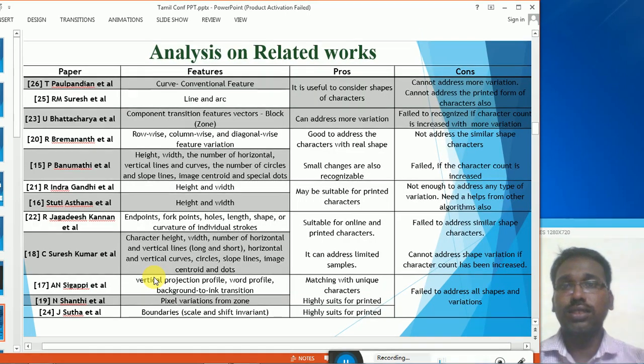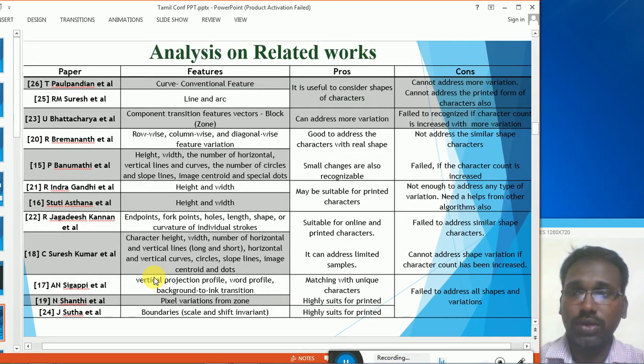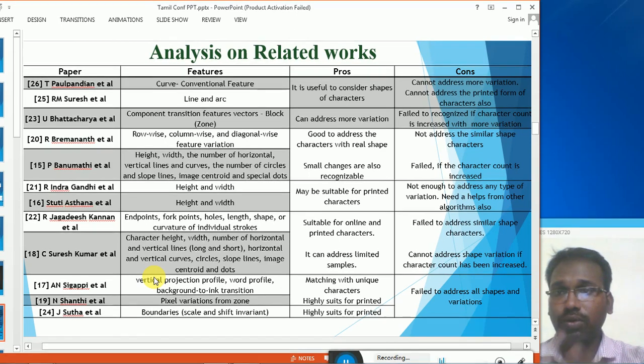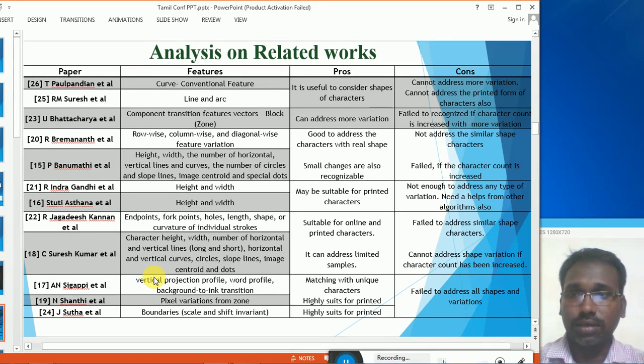So, analysis of related works. There are so many works available for recognizing handwritten Tamil characters, but there are no proper works available in real time. These are the important works which I collected from various journals and conferences.